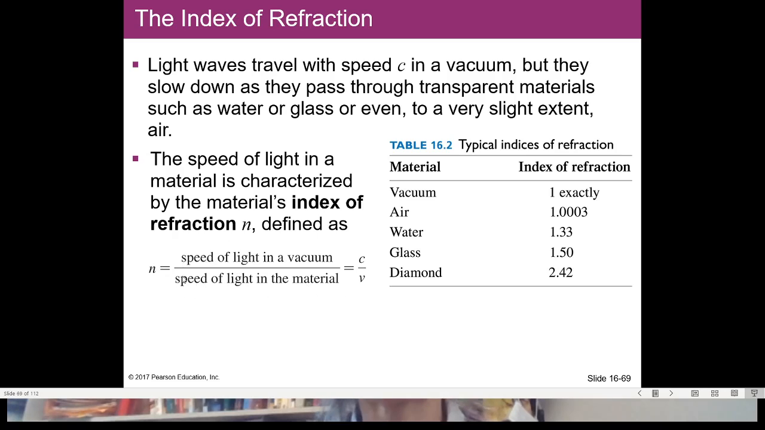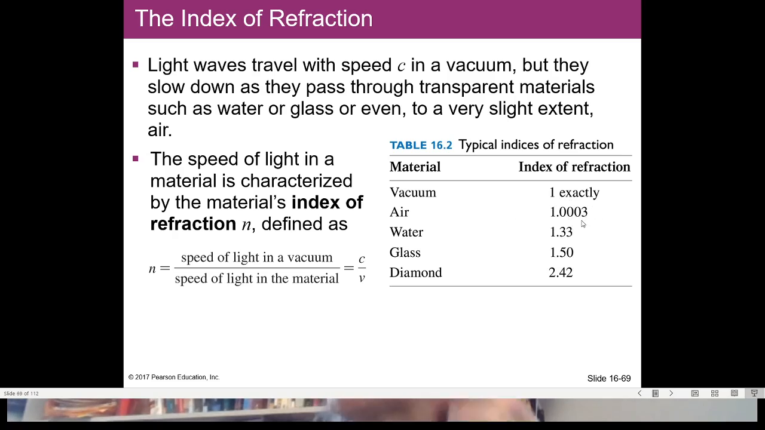And that tells us this ratio then tells us what the average speed of light is in whatever material it is we're interested in. Okay, so in a vacuum, index of refraction is, of course, exactly 1, because that's c over c, right? In air, it's very, very close to 1. So we're going to assume this is essentially 1.